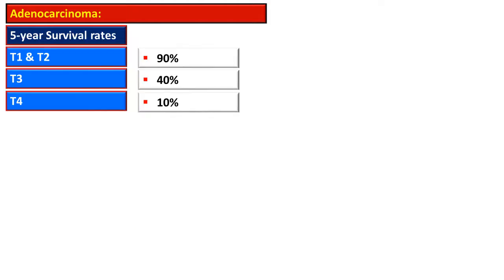Now, the prognosis of the disease. The 5-year survival rate for T1 and T2 stage of prostatic cancer is 90%. It is 40% for stage T3, while it is about 10% for stage T4.